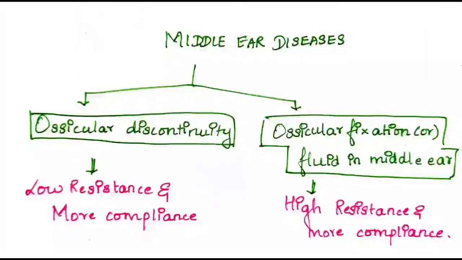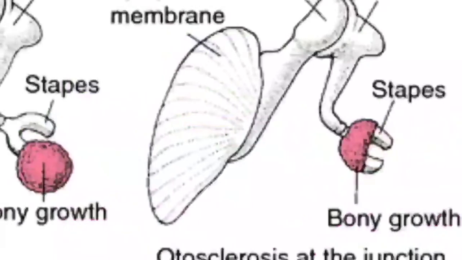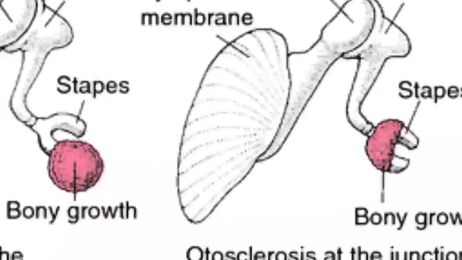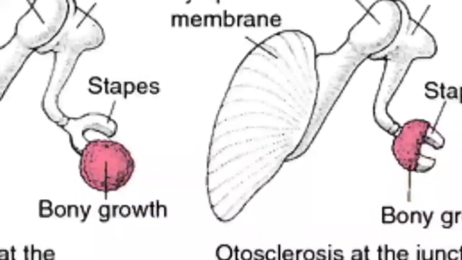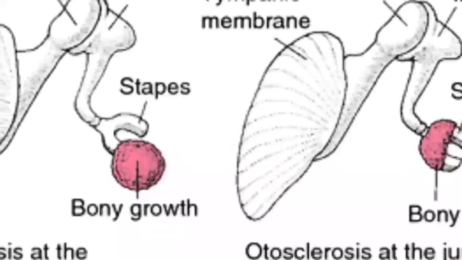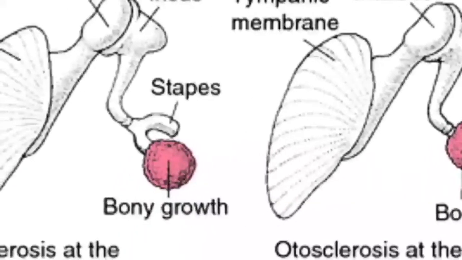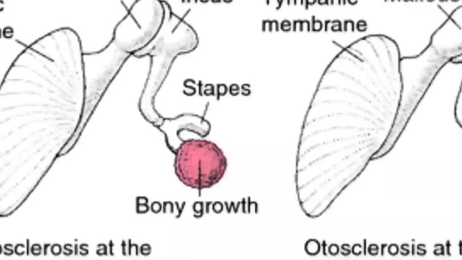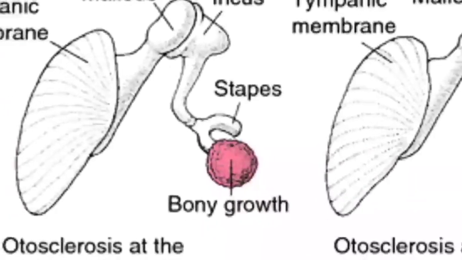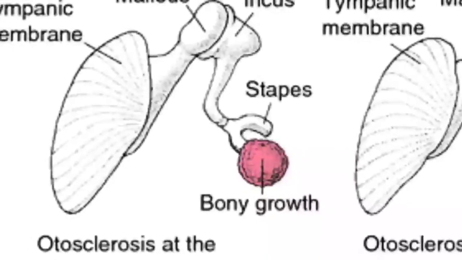Okay, let me explain with an example. In ossicular discontinuity, there is no resistance to the movement of the tympanic membrane because there are no bones attached firmly to the tympanic membrane, and hence the compliance becomes very high. Similarly, in ossicular fixation or fluid in the middle ear, the movement of the tympanic membrane is restricted. There is more resistance to the movement of the tympanic membrane. The tympanic membrane is very tense and hence more sound waves are reflected and the compliance is very low. Hence, with the help of compliance and middle ear pressure, we can diagnose various middle ear diseases.